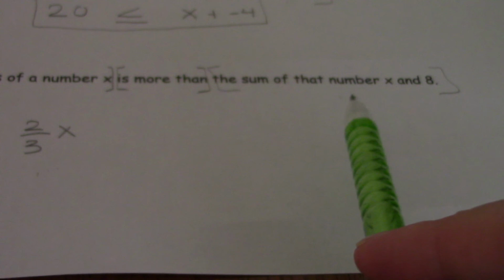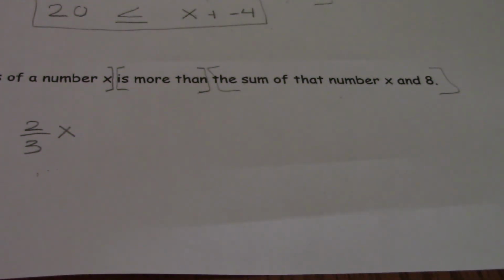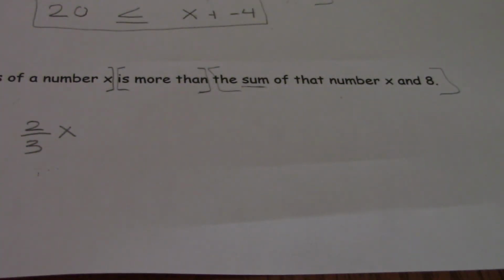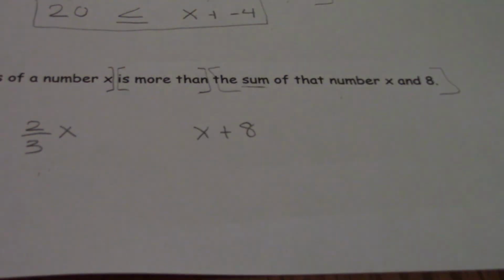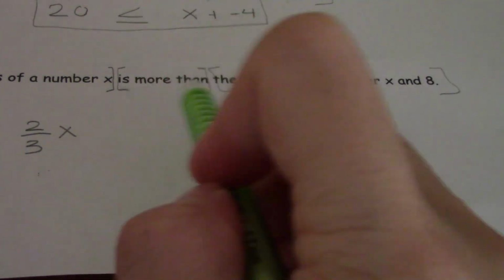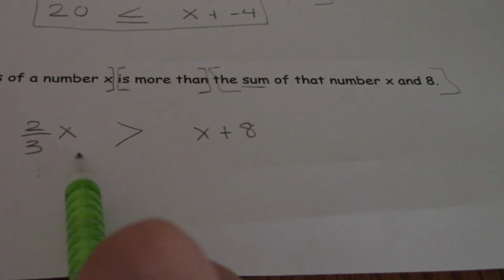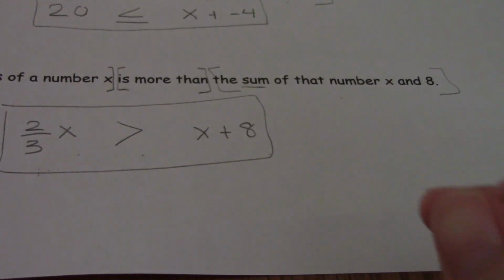The other side of the inequality is going to be the sum of that number x and 8. Sum lets you know addition, so the other side of my inequality is going to be x plus 8. Now I just have to figure out my inequality symbol. Is more than, that's pretty simple. You literally just do the greater than symbol. So now my inequality is 2/3 x is greater than x plus 8, and that is my final answer.